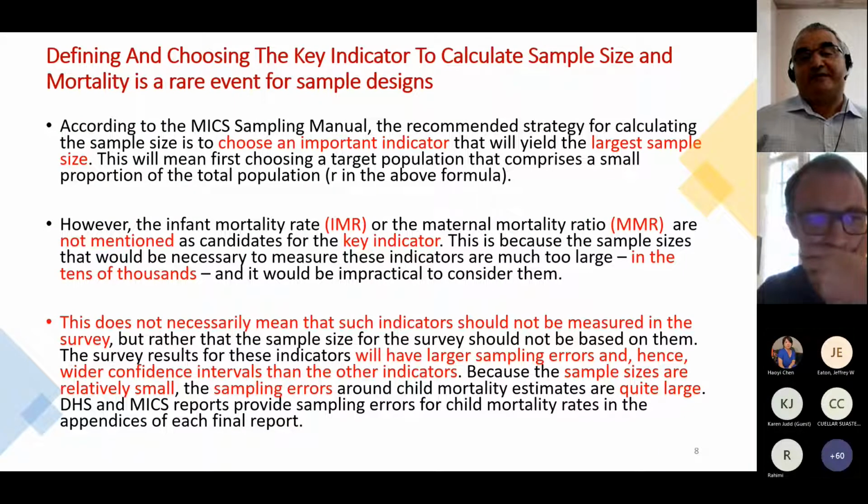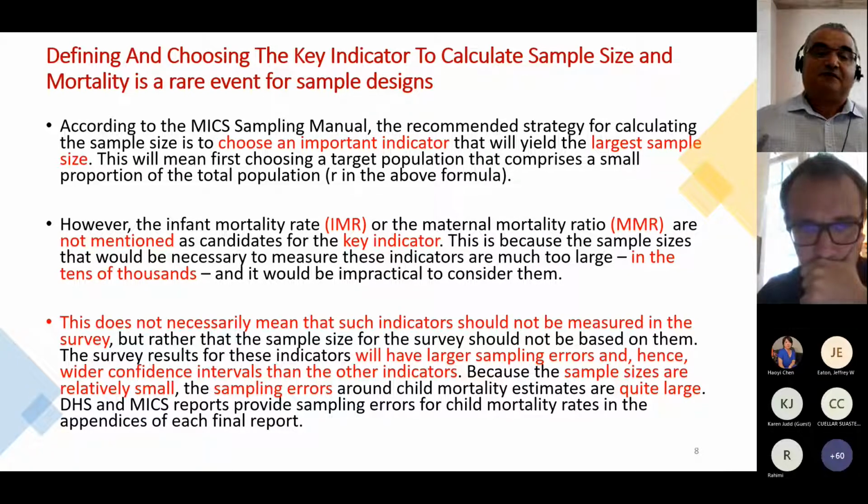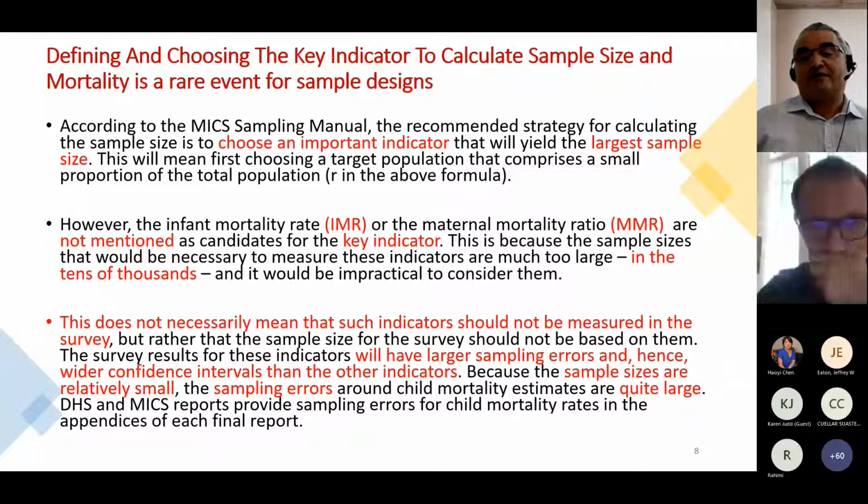So in most cases, we choose an important indicator or indicators that yield the largest sample size. And if it is satisfying for the other indicators, we generally take this size and design the survey. But that doesn't mean that, given that mortality is a rare event, infant mortality is, or the rarest one, the maternal mortality ratio, in most cases, are not candidates for the key indicator, because huge sample sizes are required if you take these indicators as the basis for sample size calculations. In most cases, you need tens of thousands of cases or households to satisfy these indicators. But that also doesn't mean that we are not calculating these measures from the surveys.